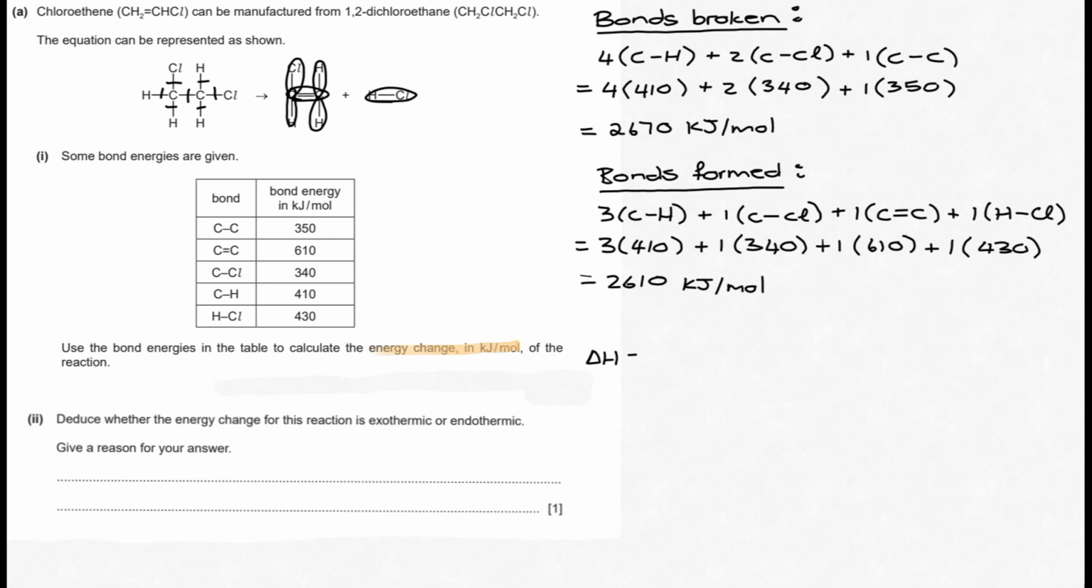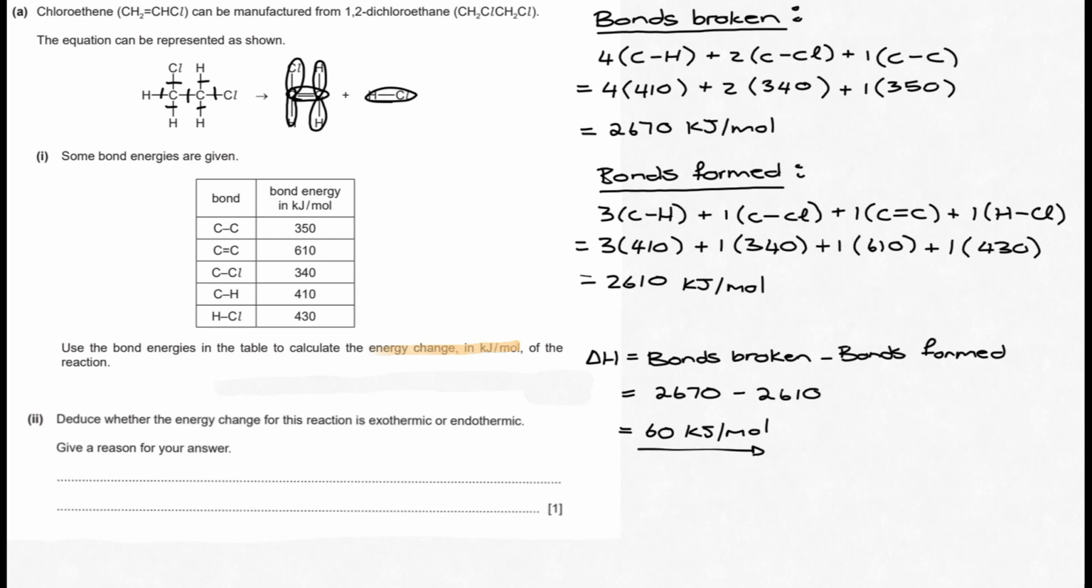Lastly, I'm going to work out the enthalpy change. So I'm going to take the energy needed to break my bonds minus the energy released when my bonds are formed. Now this would be 2,670 minus 2,610, and it will give me a difference of 60 kilojoules per mole. Now this value is positive, meaning that it's an endothermic reaction and energy overall is being absorbed by the reaction. Now for my second question, they ask us to deduce whether the energy change for this reaction is exothermic or endothermic, and we need to give an answer.